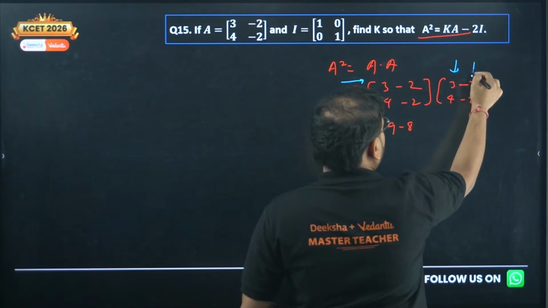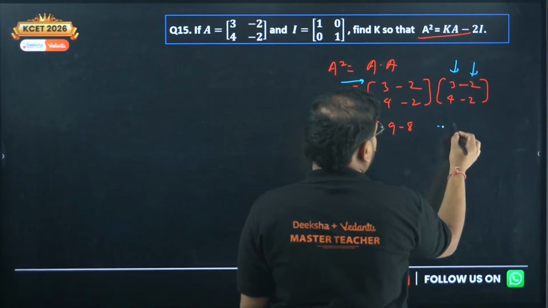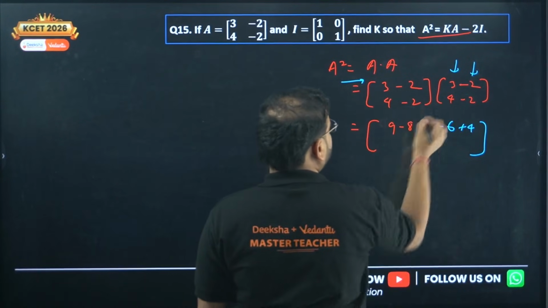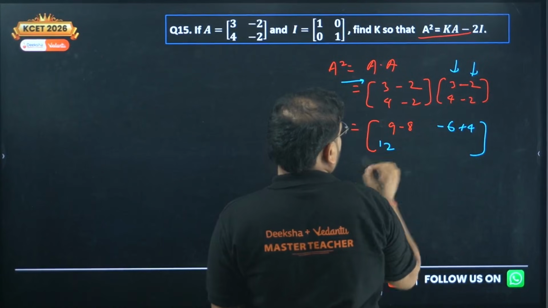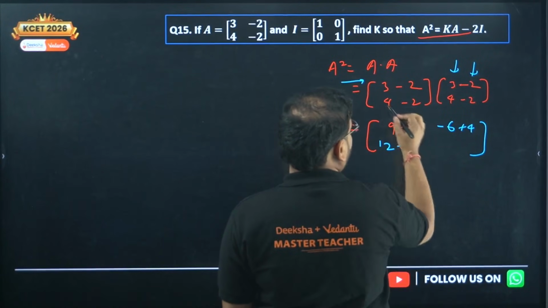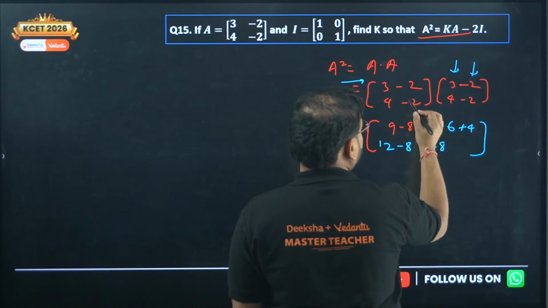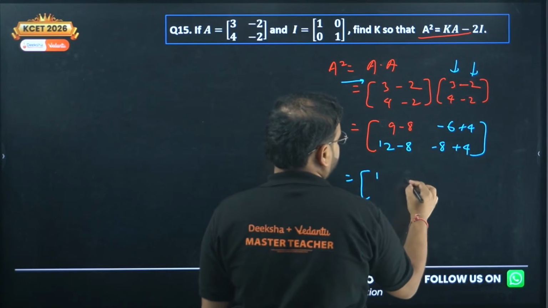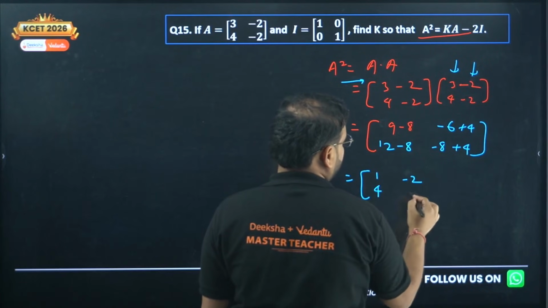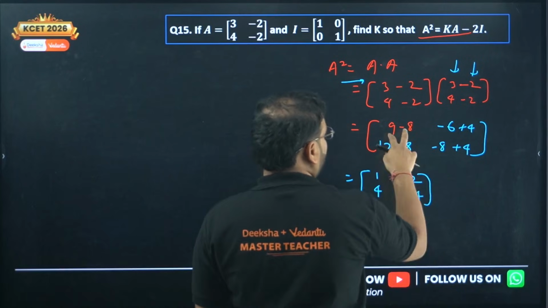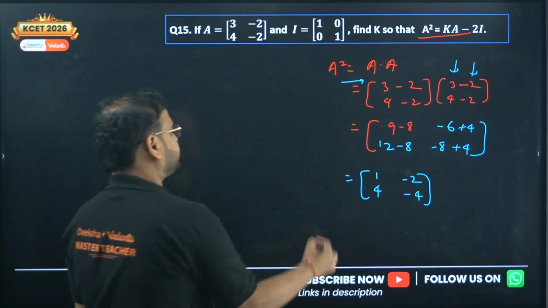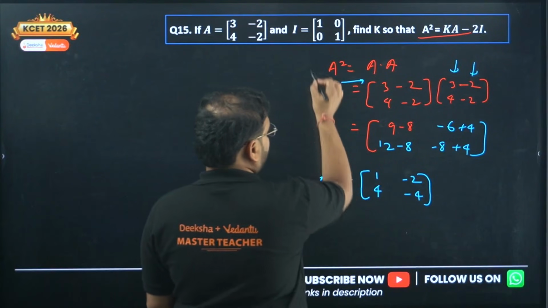Okay, next what? Same, we go with second column now. 3 into minus 2 is minus 6, minus 2 into minus 2 is plus 4. Next, 4 into 3 is 12 and minus 2 into minus 4 is minus 8. 4 into minus 2 is minus 8, minus 2 into minus 2 is plus 4. So 1, minus 2, 4 and minus 4. This is your A square.